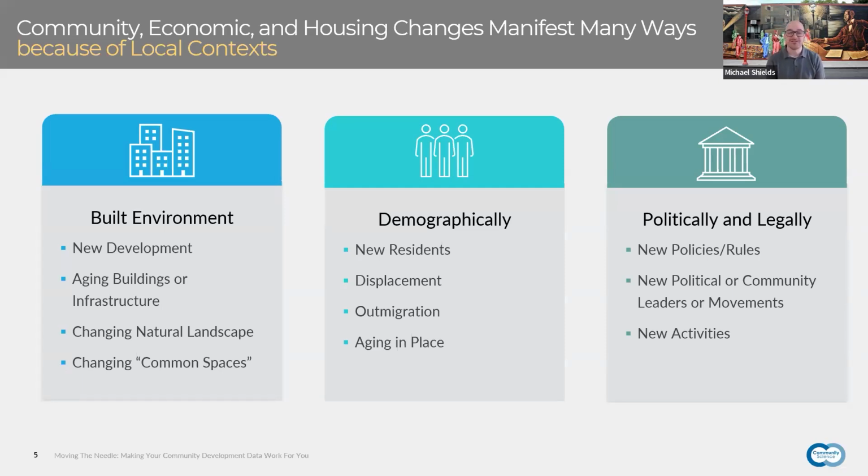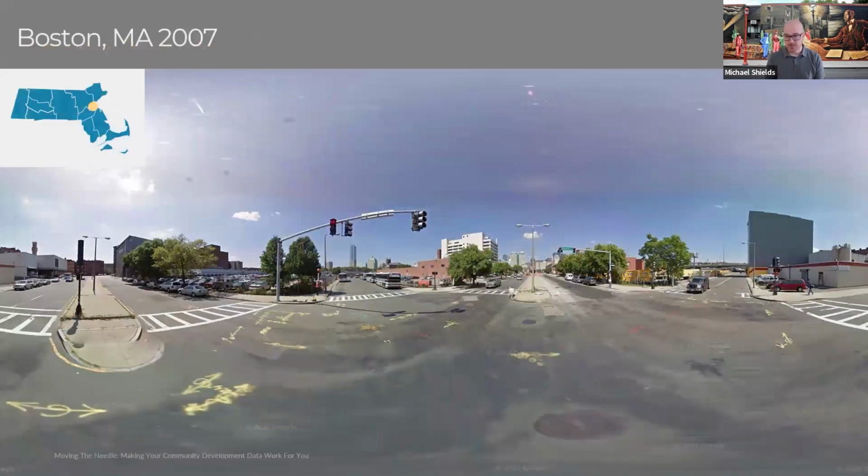New activities causing new rules to be put in place. I go back to the pickleball example. We've seen the rise in a lot of new rules around noise ordinances near pickleball courts because it's loud for some residents. So those are the political and legal changes. But the local context is always going to be the filter that shows how these macro changes hit the ground, what they look like on the ground. To further illustrate that point, I want to show you a few examples.